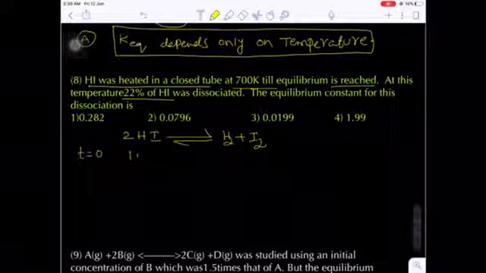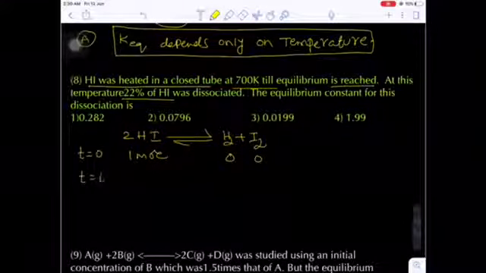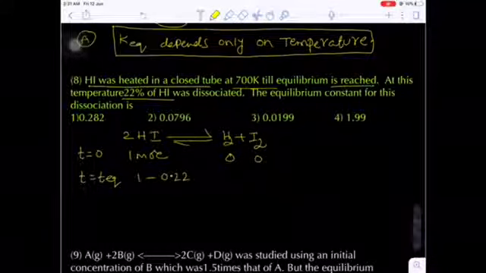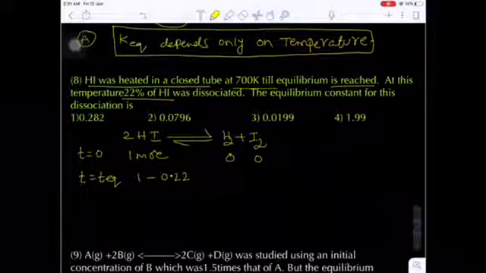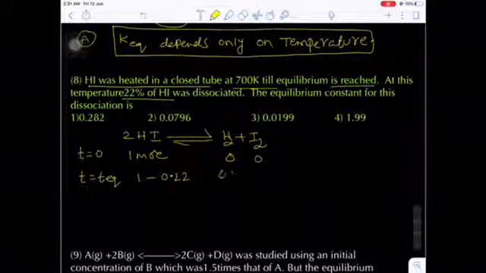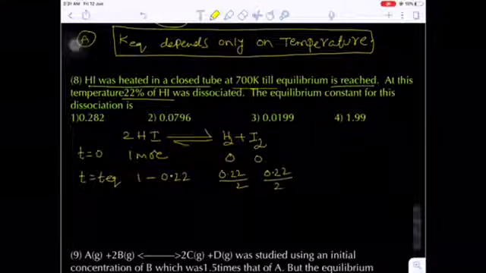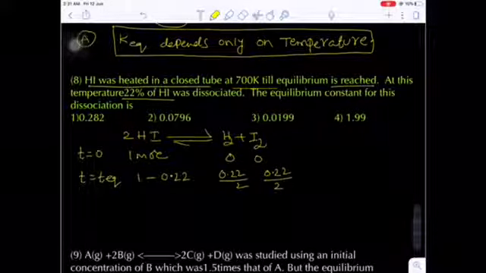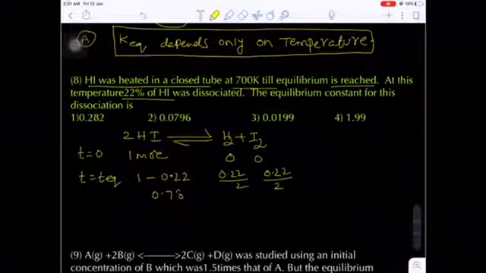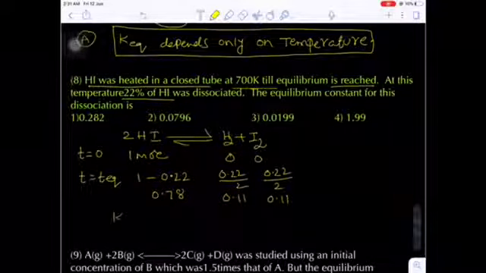Now initially I am starting with 1 mole only. When the system attains equilibrium, I am subtracting 0.22 moles from 1 mole because the degree of dissociation is 22%. Now 0.22 by 2 moles of H2 and 0.22 by 2 moles of I2 will be formed because of the stoichiometric ratio 2:1:1. So this will be 0.78, this will be 0.11 and this will be 0.11.